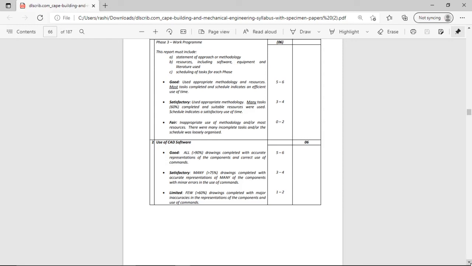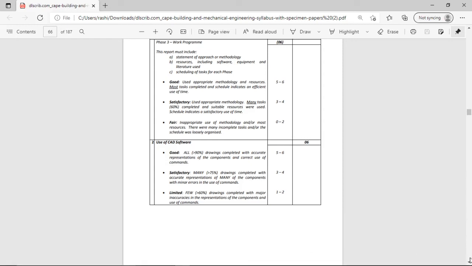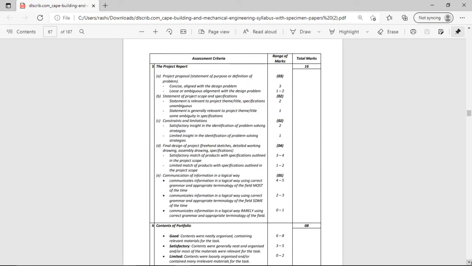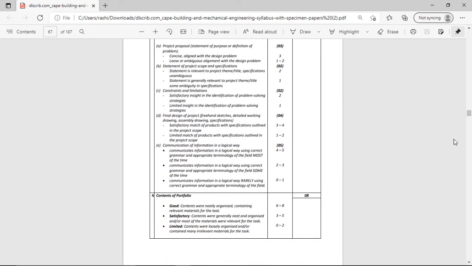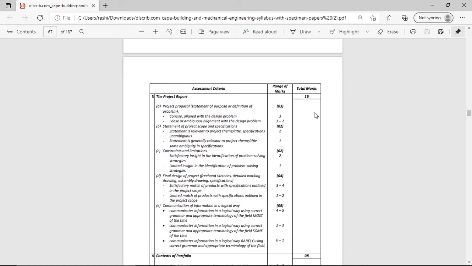Okay, so that works as well, and you'll get your 6 marks for that, just for doing your drawings correctly. You get your full 6 marks there. And then the project report. Now the overall report is worth a lot of marks. See right here, the total is 16 marks for the report.